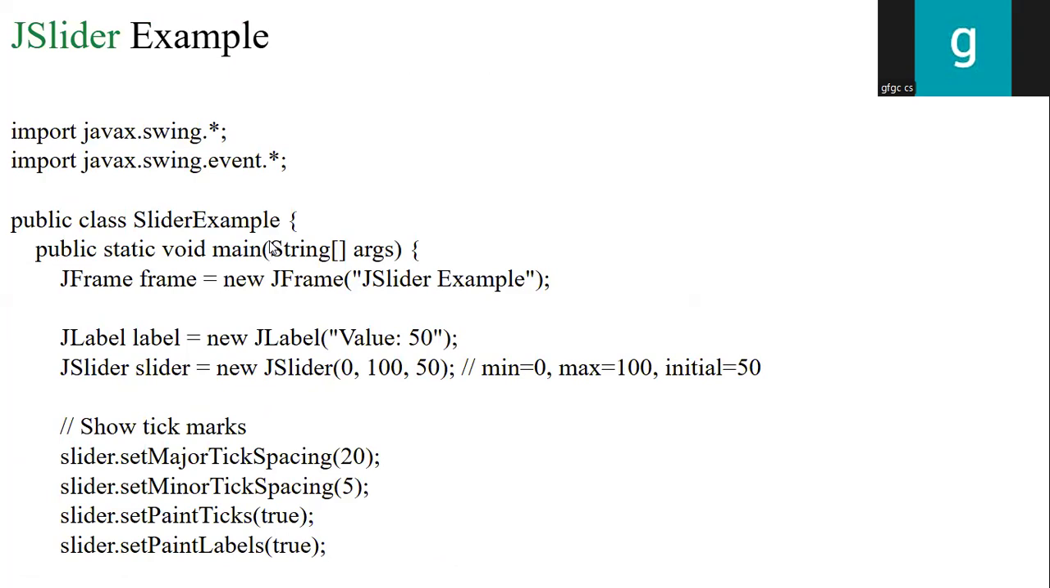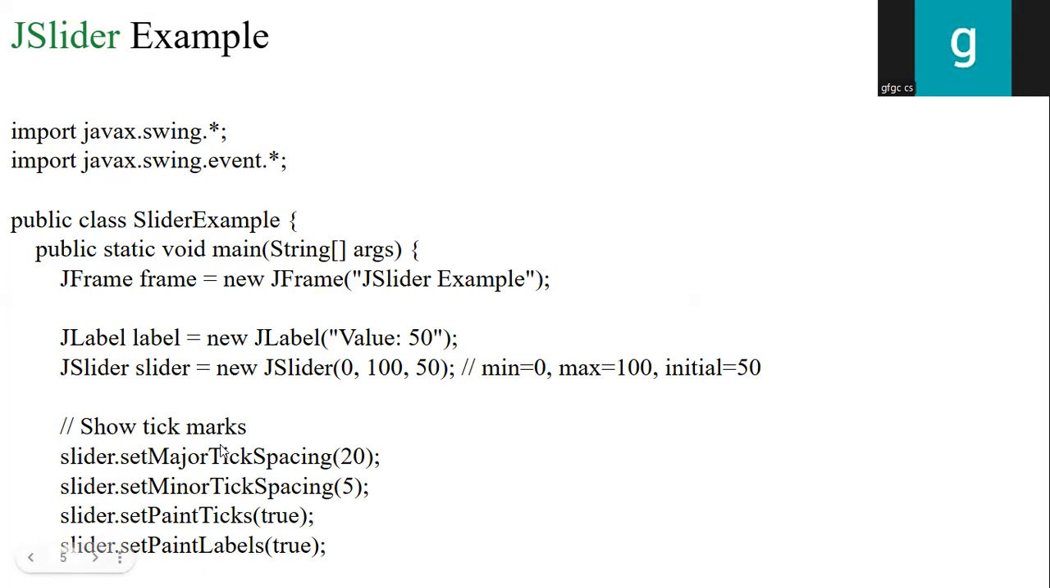Here I have created the program for JSlider. I have created a label with the value 50. Here I have created a new slider with minimum 0, maximum 100, and initially it should be on 50. That means by default it should indicate 50.